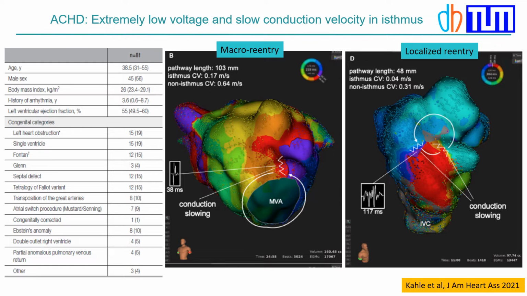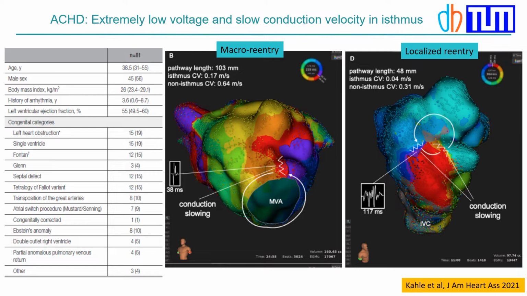And you can see that the authors were able to differentiate between macro-reentry atrial tachycardia and localized reentry. They could differentiate, first of all, by the mapping, of course, but also because they could map how low the voltage is in the isthmus that facilitates this reentry. You can see here a perimitral macro-reentry, where in this isthmus the conduction velocity is quite reduced at 0.17 meters per second.